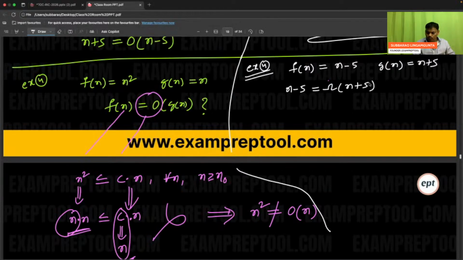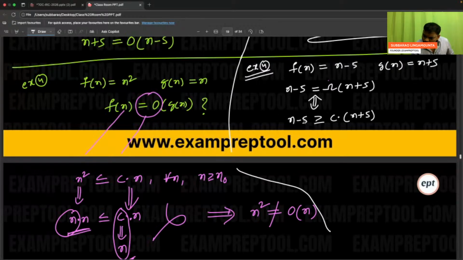I want to prove how. Let's check. n minus 5 is greater than or equal to some c into g of n, n plus 5. Comparing left and right, I want to prove the left is bigger. But unfortunately, the left is smaller, and I want to prove the left is bigger. I think it is going to be really tough.